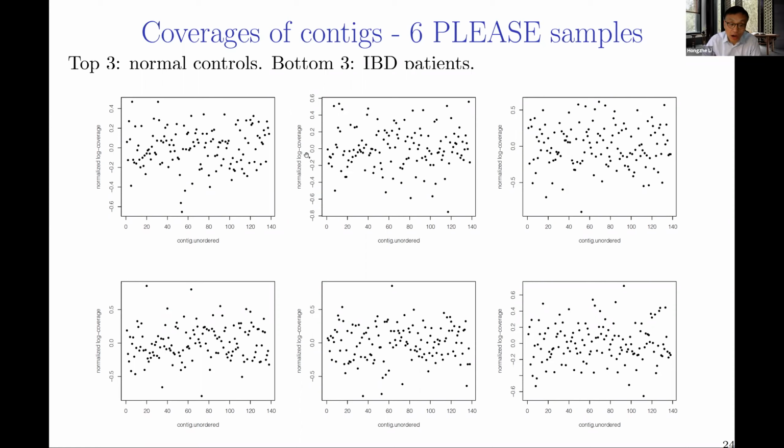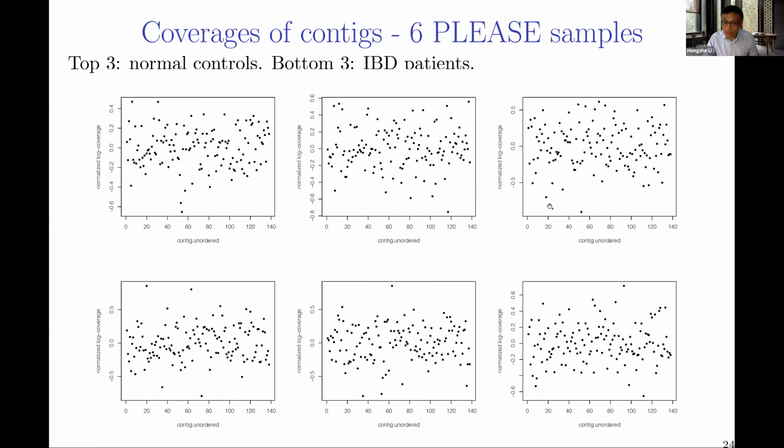And what you see here are the data. This is real data from 6 different samples. On the top are the 3 healthy individuals. On the bottom are the 3 patients with inflammatory bowel disease. The x-axis are the contigs, just some arbitrary label of the contigs because we don't know their order. The y-axis are the normalized log base 2 of the coverage. And you don't see any trend here because the contigs are not ordered.